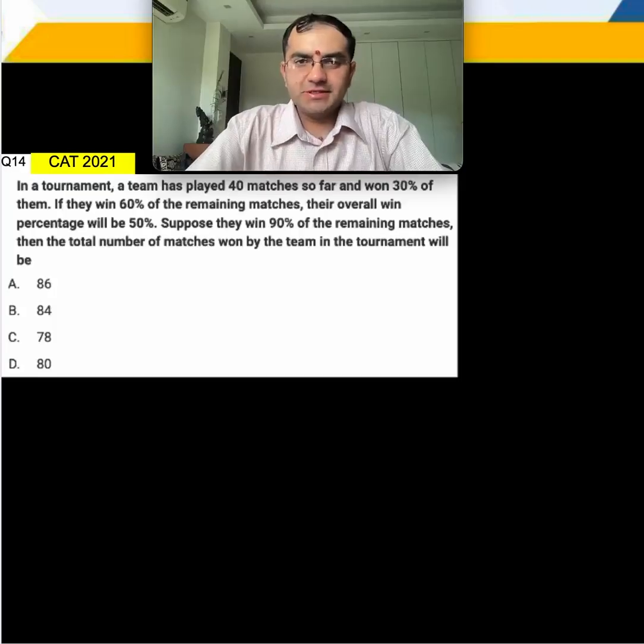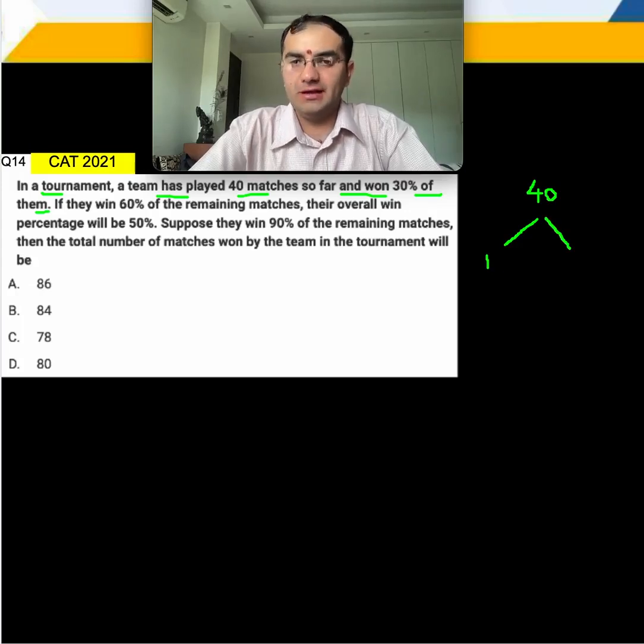This is a standard percentages question. Definitely you should have done this in the exam. In a tournament, a team has played 40 matches so far and won 30% of them. So out of 40, 30% हो गया, 4, 8, 12, right? 10% is 4, 30% is 12. ये जीत गए, बाकी 28 हार गए.